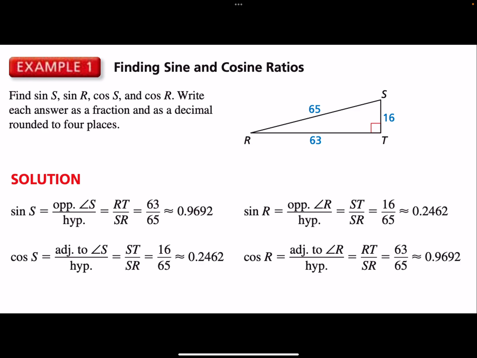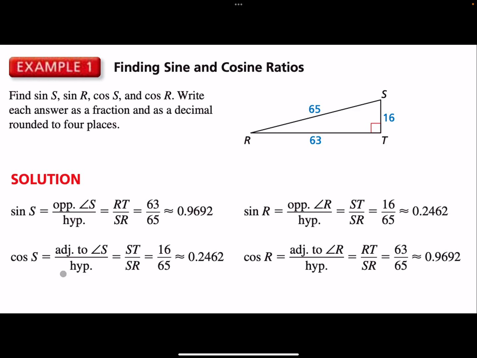So why did they make us change these fractions into these decimals? Why did I have to change 63 over 65 into 0.962? Why did I have to change 16 over 65 into 0.2462?